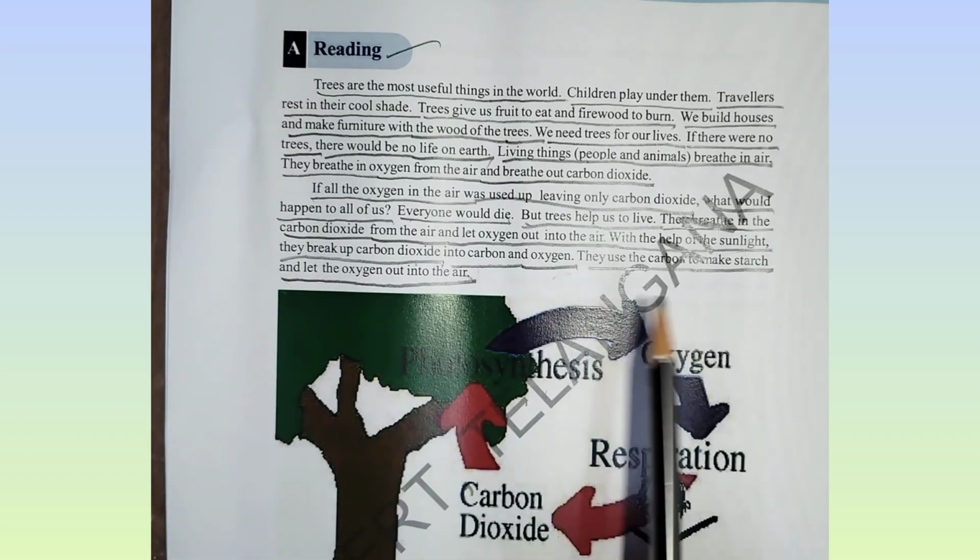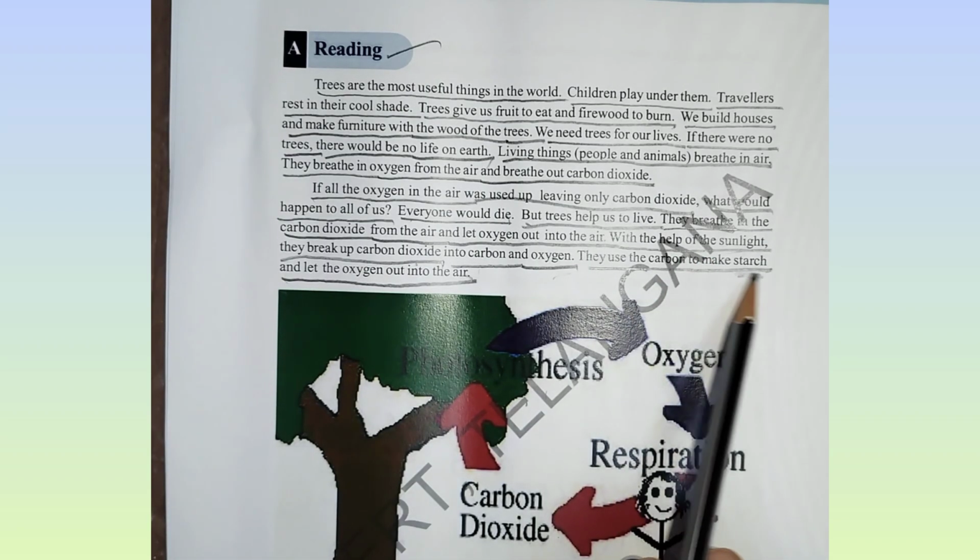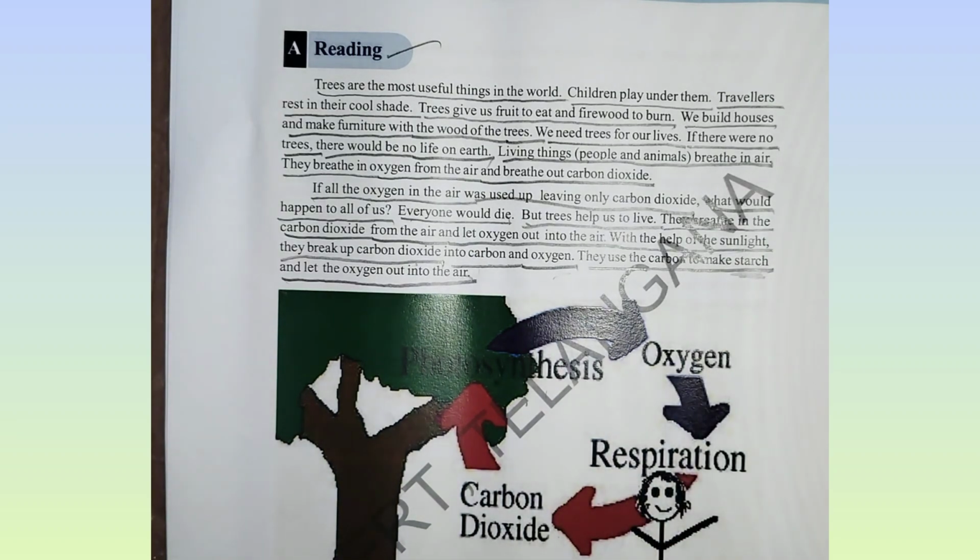And what is the meaning of starch here? Starch is a white, tasteless, odorless, complex carbohydrate produced by green plants as their main energy storage. It is the main source of energy for green plants.